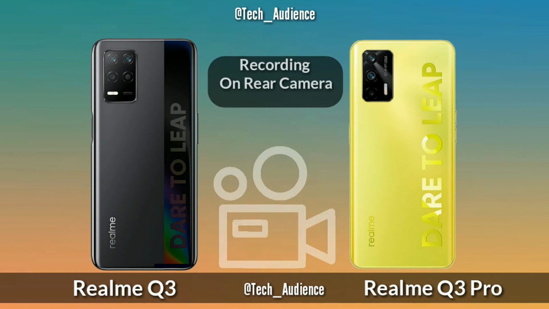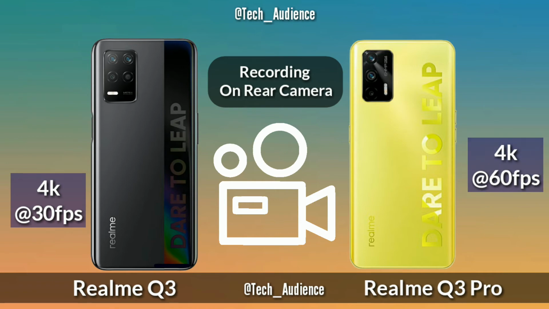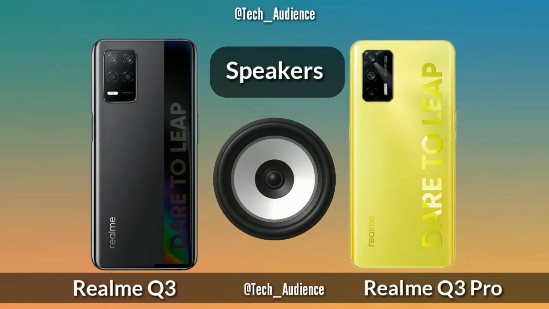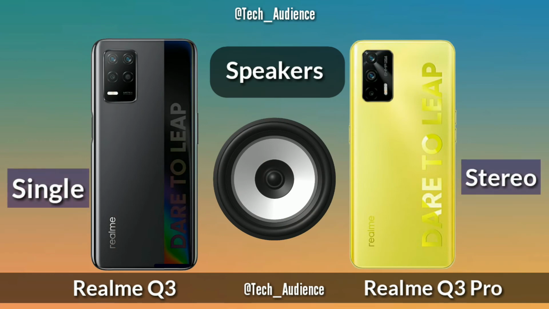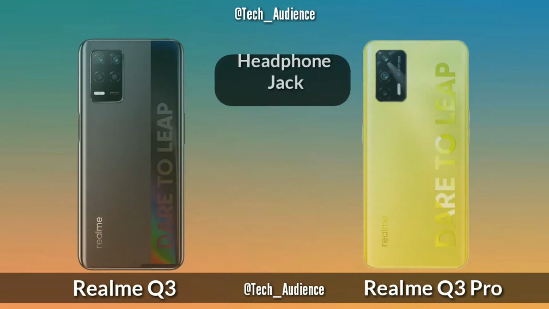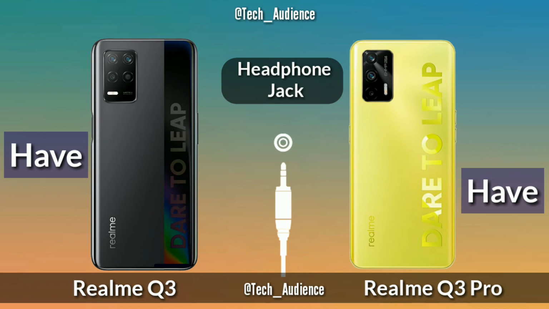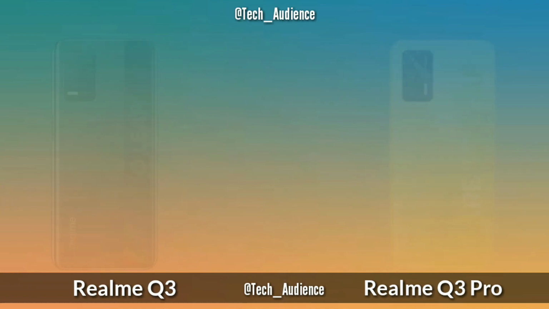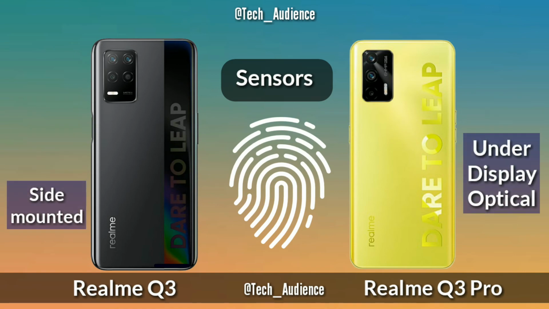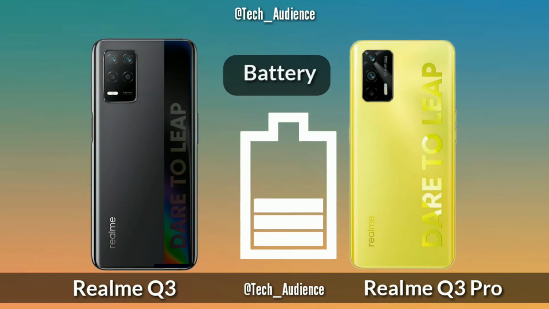Regarding the rear camera, the Realme Q3 records 1080p, the Realme Q3 records 4K up to 30 frames while the Q3 Pro records 4K up to 60 frames per second. Speakers: the Q3 has single speaker while the Q3 Pro has stereo speakers with Dolby Atmos. Headphone jack: the Realme Q3 and the Q3 Pro both devices have 3.5mm headphone jack. Sensors: the Realme Q3 has side mounted fingerprint while under display optical sensor for the Realme Q3 Pro.